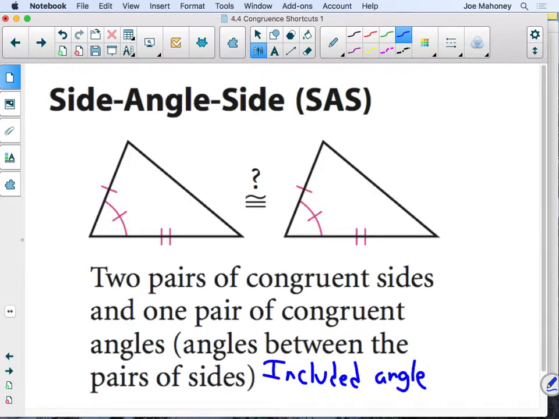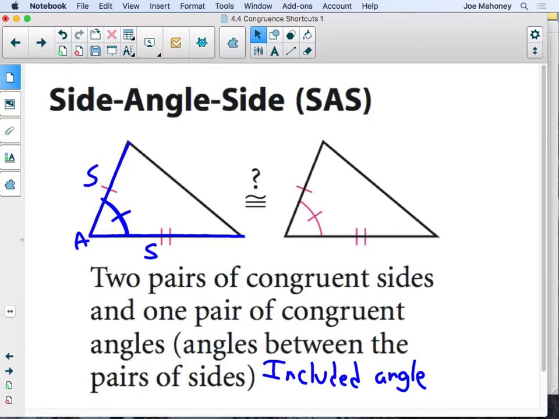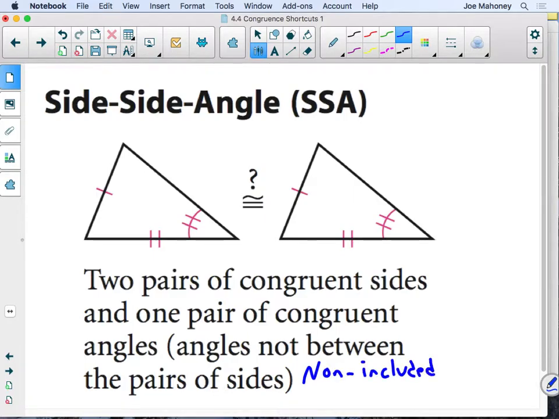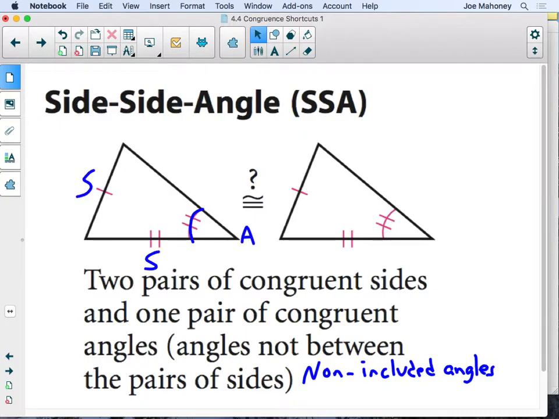So please notice that the included angle in this one on the left is the angle that's formed by the 2 congruent sides. That's what we mean by an included angle. So when we say side, angle, side, that's why the A is between the 2 S's, because the angle is between the 2 sides. And we're also going to investigate side, side, angle. So notice in this one that the congruent angles are the non-included angles. They can be in one of 2 spots. We choose to put them on that side of it. So you have a side, and an angle that's not formed by the 2 congruent sides.